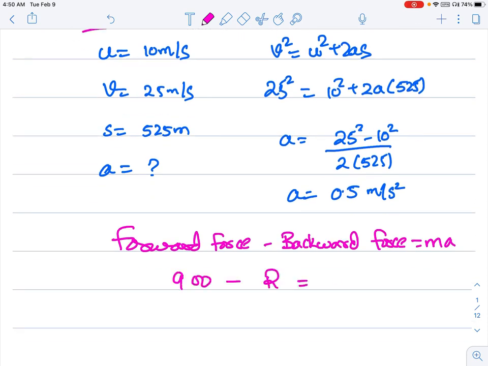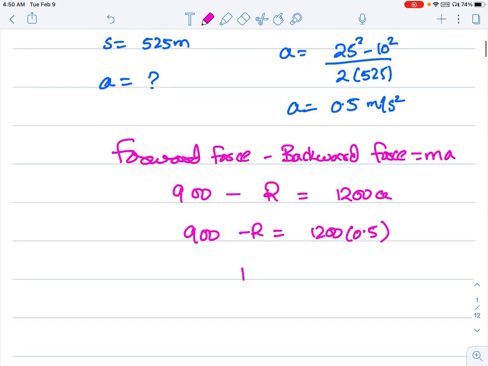Backward force is R. M is 1200 times a. So 900 minus R, a just now we have got as 0.5. Now plug in from there and get the value of R as 300 newtons. That's going to be the answer.